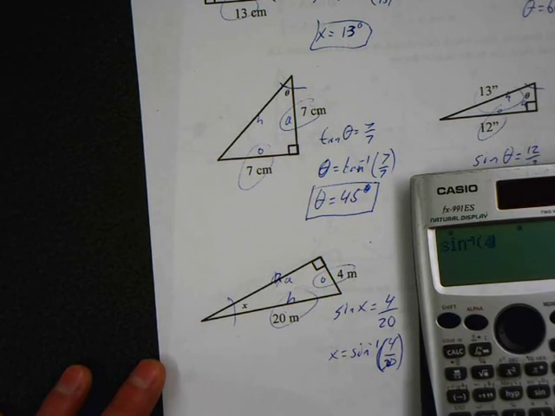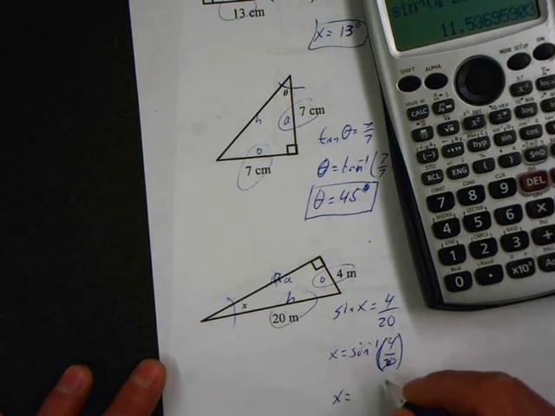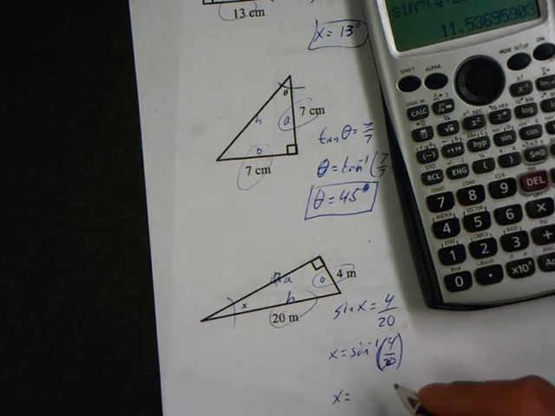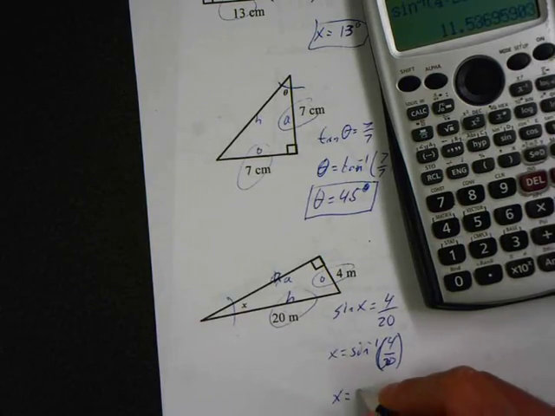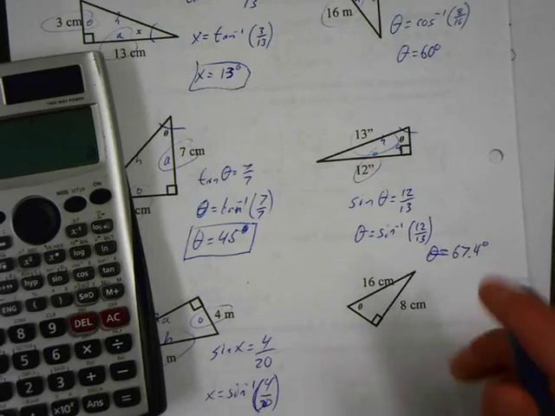Shift sine 4 divided by 20. Remember, your calculator might not punch like mine. If it doesn't, then do 4 divided by 20, hit equals, then shift sine. You should still get 11.5. Make sure you're in degree mode, otherwise it won't work at all.